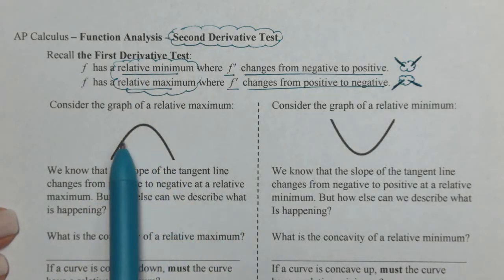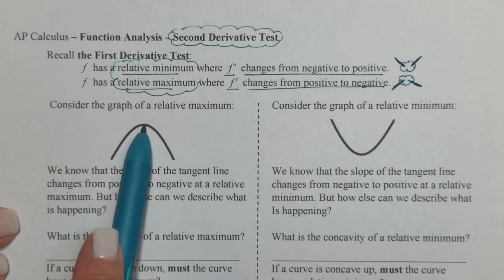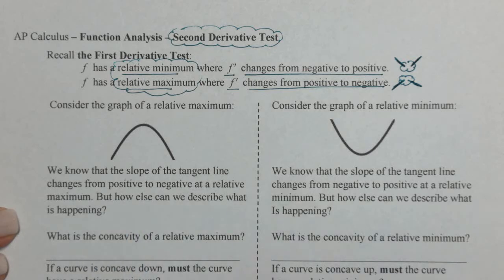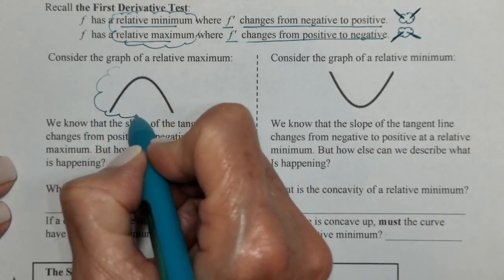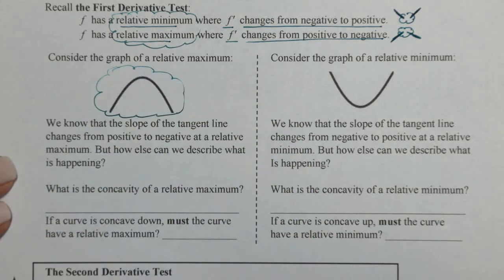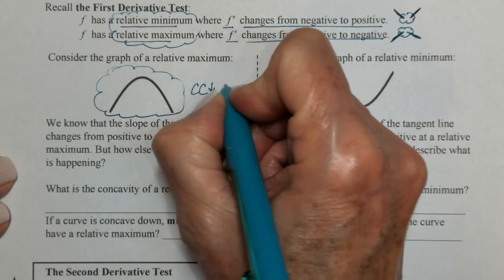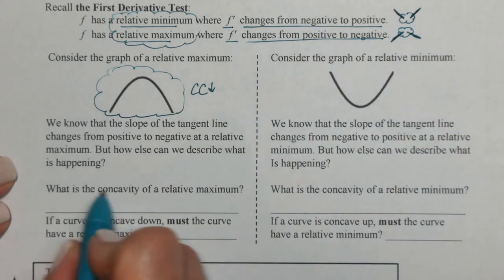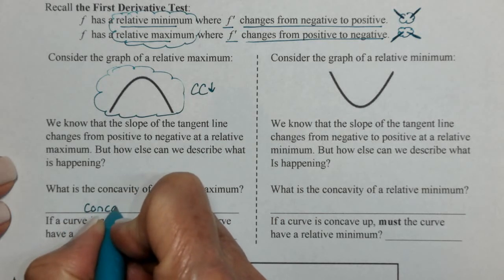Let's consider this graph of a relative max. We know that the slope of the tangent line changes from positive to negative at a relative maximum, but how else can we describe what is happening? What is the concavity of this interval? Well, it looks like a frown, so this is concave down, right? The concavity of a relative maximum is concave down.